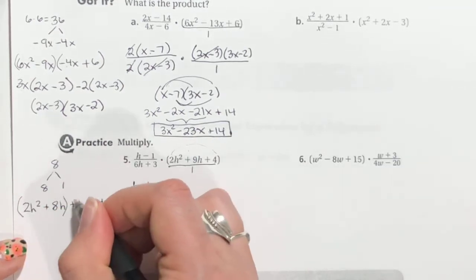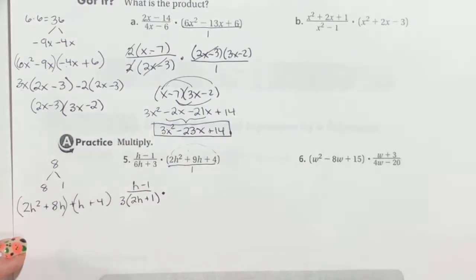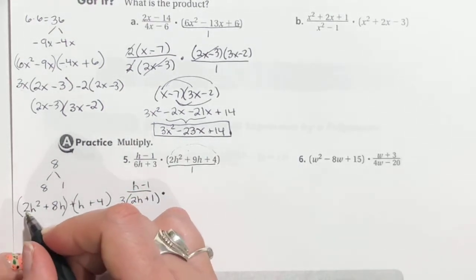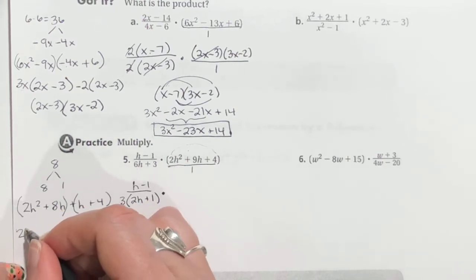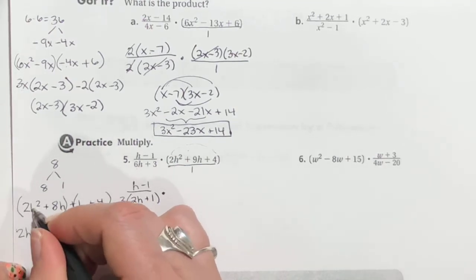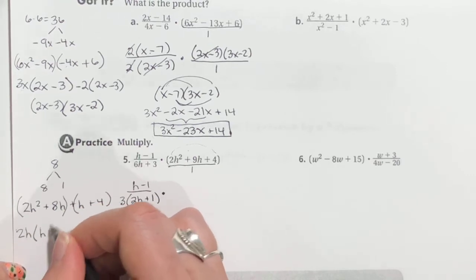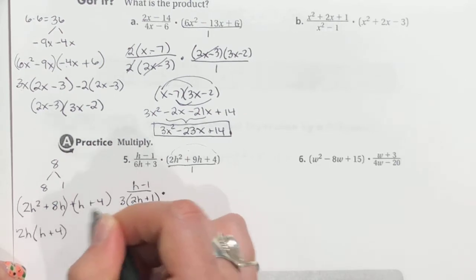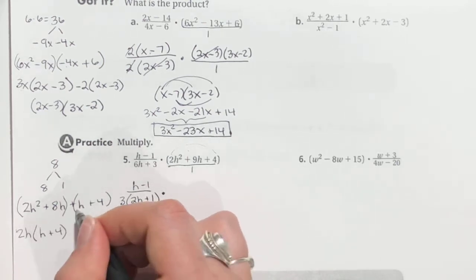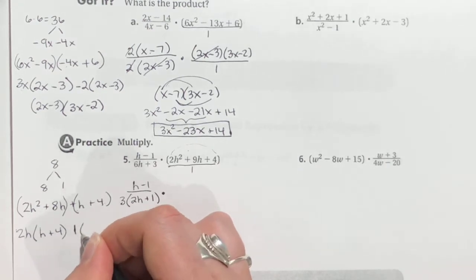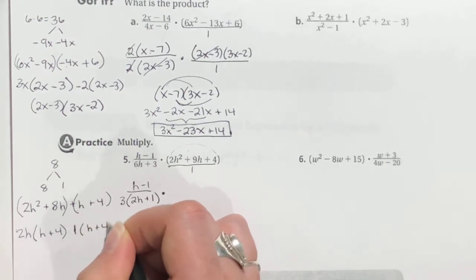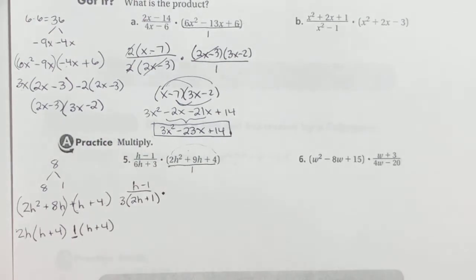And now we can do our two groups of 2 and factor out our common factor. So for 2h squared and 8h, we can take out a 2 and an h, which 2h squared divided by 2h is h, and 8h divided by 2h is 4. And then for h plus 4, they don't have anything in common. So when that happens, your greatest common factor is just a 1. We do need that 1 though, so don't forget the 1 right there.